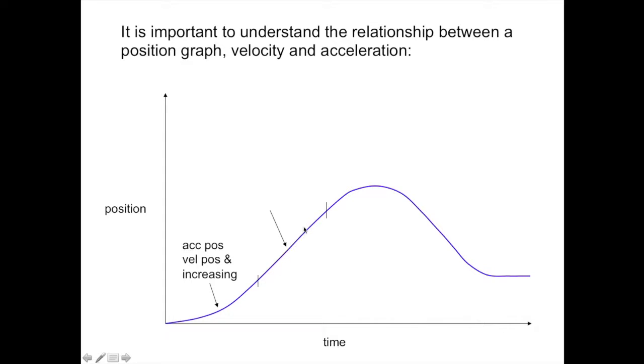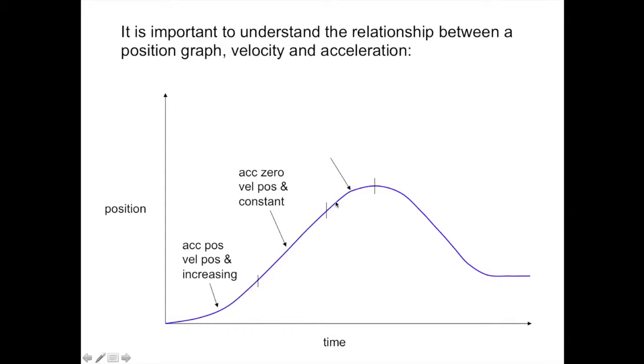In this middle section here, like I said, that looks pretty linear. If that's pretty linear, then we have a constant rate of change of position. So we must be moving the same amount every second. And so that's going to be zero acceleration and constant velocity.